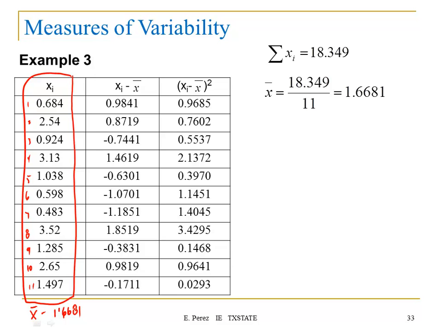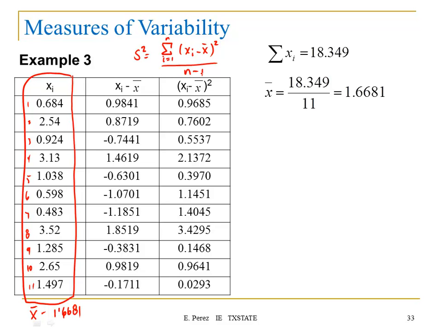Well, what else do we need? In order to compute the sample variance, we know the sample variance equals the summation from i equals 1 to n of the differences squared, divided by n minus 1. Okay, so now we need to find this difference.